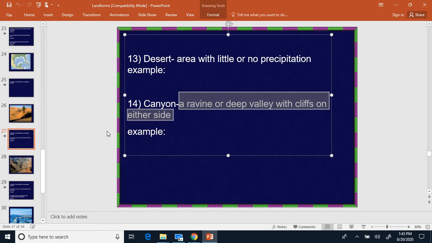And for the canyon there, since it's a deep valley with cliffs on either side, you mainly can find, of course, canyons out in the west, out in Arizona, like the Grand Canyon. So your Grand Canyon would be a canyon. So it's just straight down to the bottom of the canyon. And then at the bottom of the canyon, you have a river. That's the Colorado River, at the very bottom of the canyon.